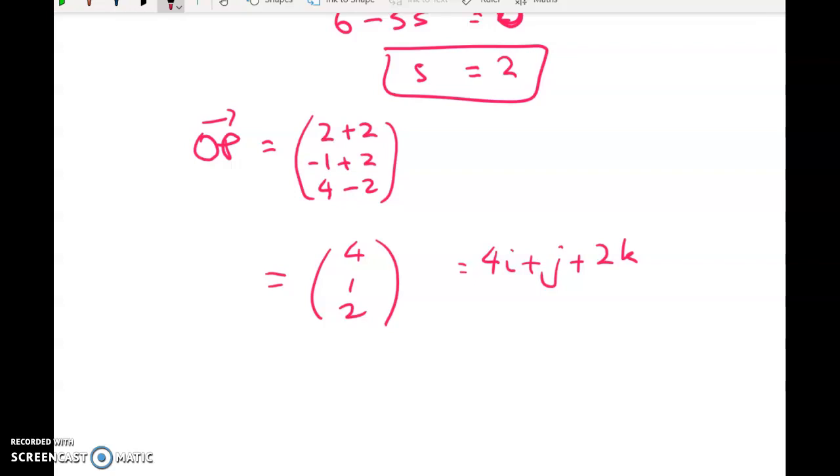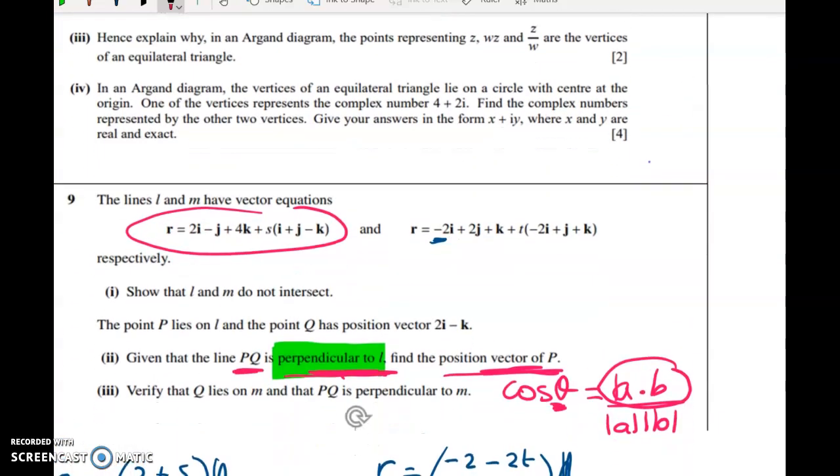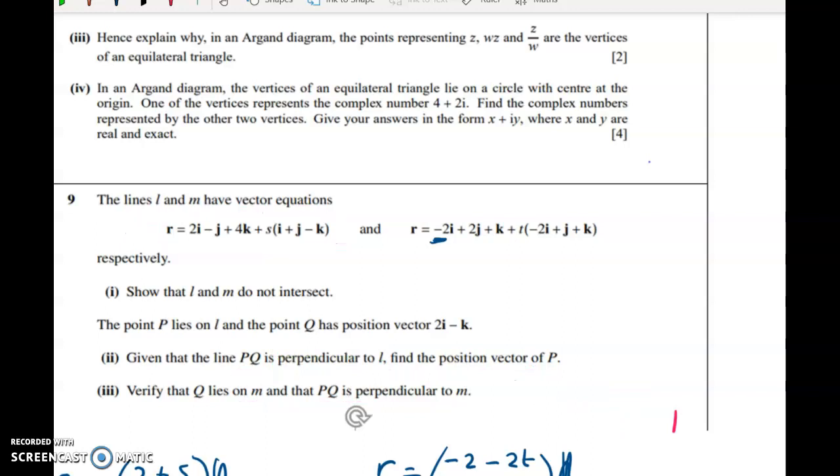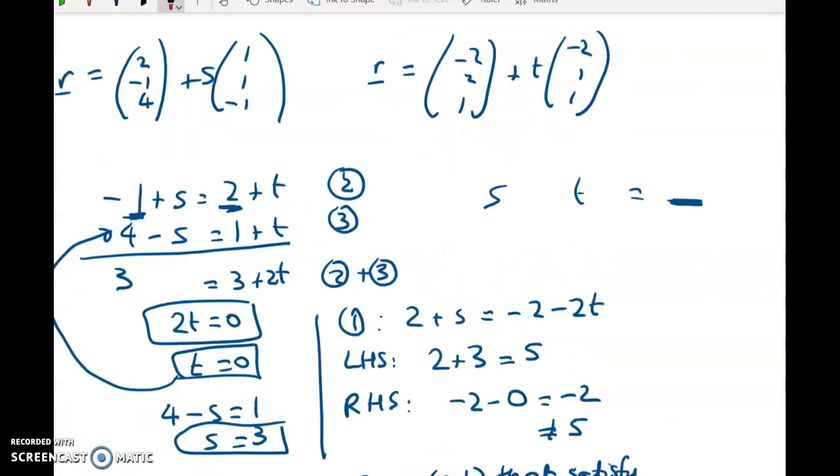Okay, last bit. Verify that Q lies on M and that PQ is perpendicular to M. So two things to do in there, both of them pretty easy. So we've got the equation for line M. Line M is here. And we've got the position vector here. So what we're trying to do here is to say, well, is there a value of t that makes this fit? And secondly, that PQ is perpendicular to M. So we'll be looking at the direction vector for M and line PQ.